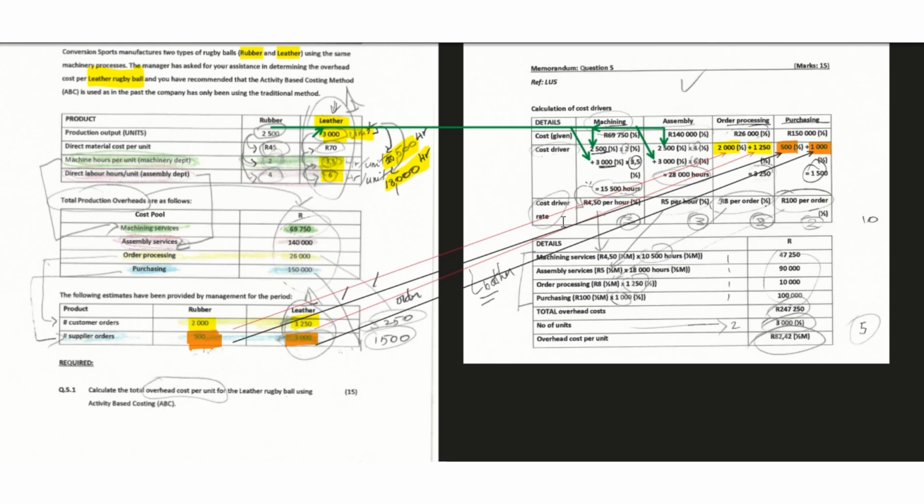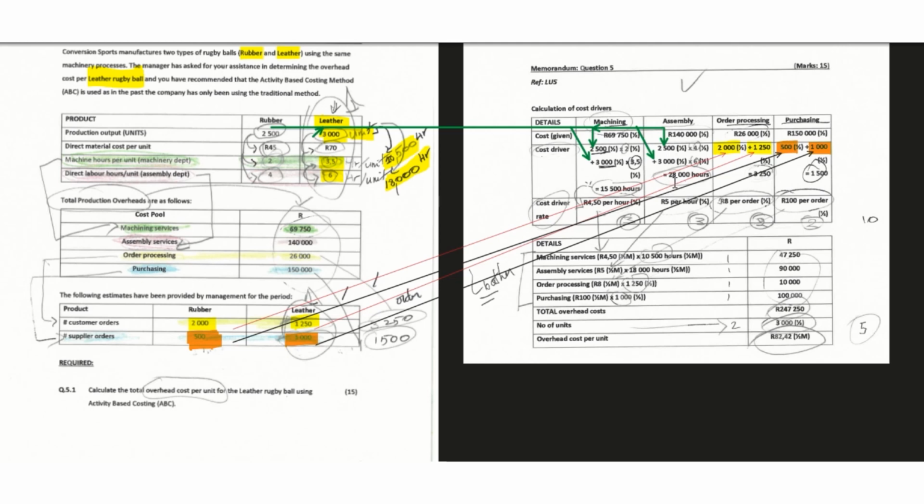Then we can find the cost driver rate, because we will take the total cost and divide by the total number of hours, then we will find the cost per hour of machining services, right? The same logic will also apply for the assembly services. We will do the same to find the number of hours for assembly services. We're going to take the total cost that was provided, which is 140,000, right? We're going to divide by the number of direct labor hours per unit that was necessitated, all right?